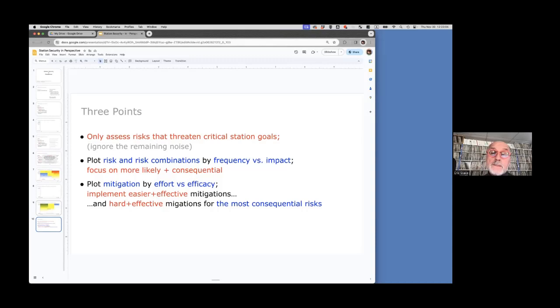But remember, there is one slight exception, that for those things that are the most consequential risks, there may be hard but effective mitigations that you should also invest in. And for the others that can't be easily mitigated, there's always insurance.